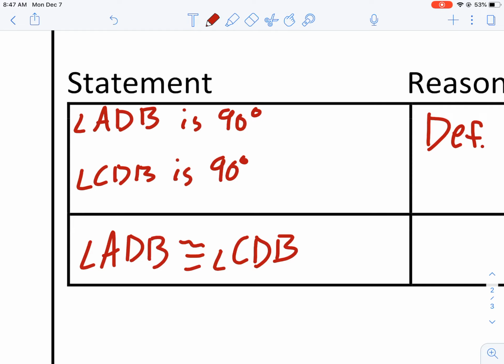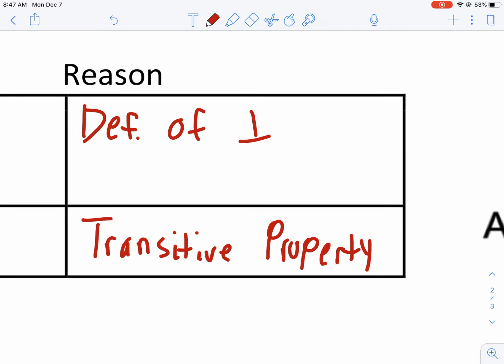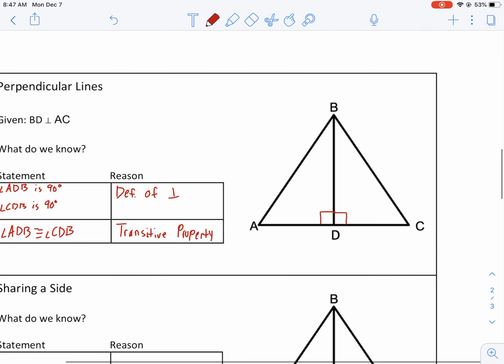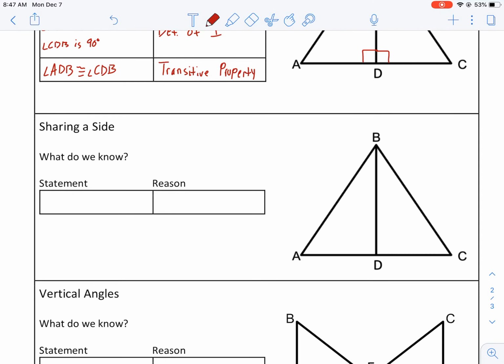Now, what would our reason for that be? Well, think about it, okay? If they're both 90, if they both equal the same thing, then they are equal. That's actually the transitive property. Okay? So if we're given that the lines are perpendicular, that means we end up knowing that those two angles right there are going to be the same, right? Remember, we need three things to prove triangles are congruent. So these are just different givens that give you a certain thing.